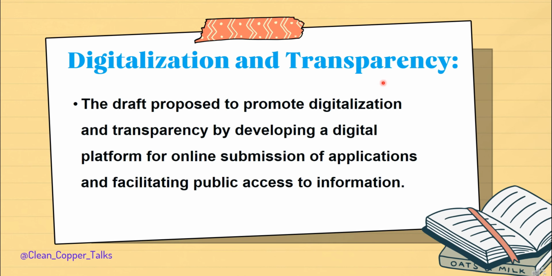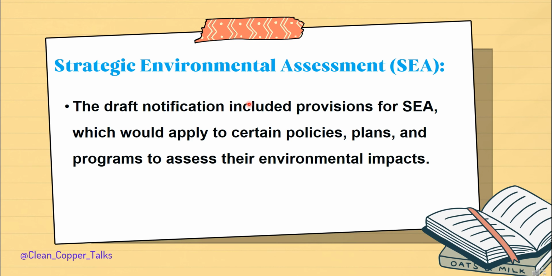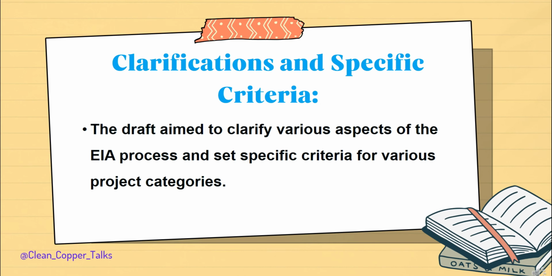Digitalization and transparency. The draft proposed to promote digitalization and transparency by developing a digital platform for online submission of application and facilitating public access to information. Strategic environmental assessment. The draft notification also included provisions for strategic environmental assessment, which would apply to certain policies, plans, and programs to assess their environmental impact. Clarification and specific criteria. The draft aimed to clarify various aspects of the EIA process and set specific criteria for various project categories.